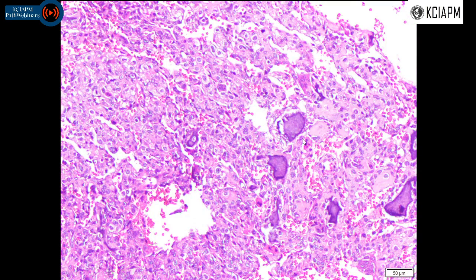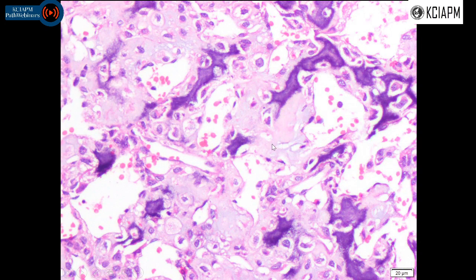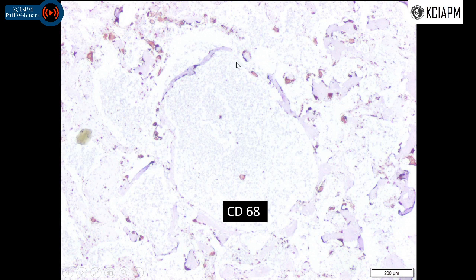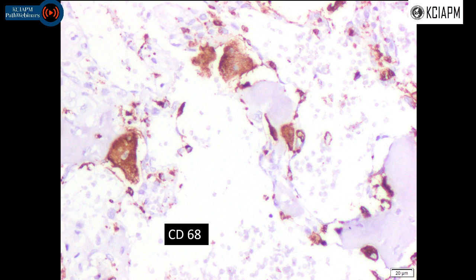So this is the solid area where one could even see some osteoid being produced. These are the other areas of the tumor where the vascular channels are highlighted, but some of them are lined by endothelium, but not all show the lining. CD68 highlights these spaces very well. You see that these are the spaces which, going higher, you see that they are lined by multinucleate giant cells. And we have those giant cells beautifully stained for CD68.